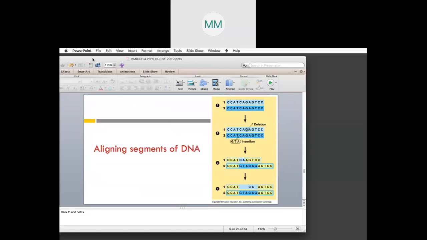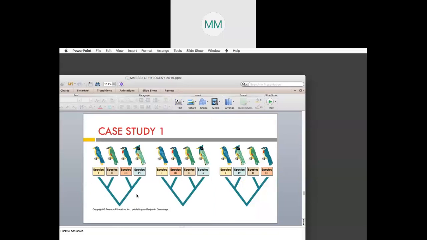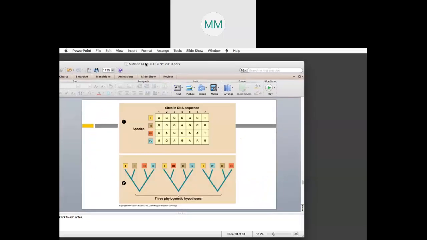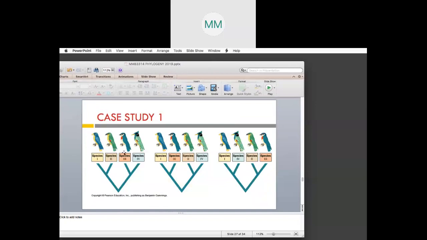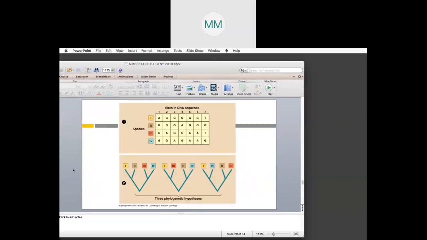If you want to apply alignment of segments of DNA, this is what happens. If you have this, at one point you will have a deletion of this and then an insertion of this, and so on. So you have a case study here of four different species, where this one is the root point, and they've derived into these two different species, and likewise here. For this, they gave an example of species 1, 2, 3, and 4.